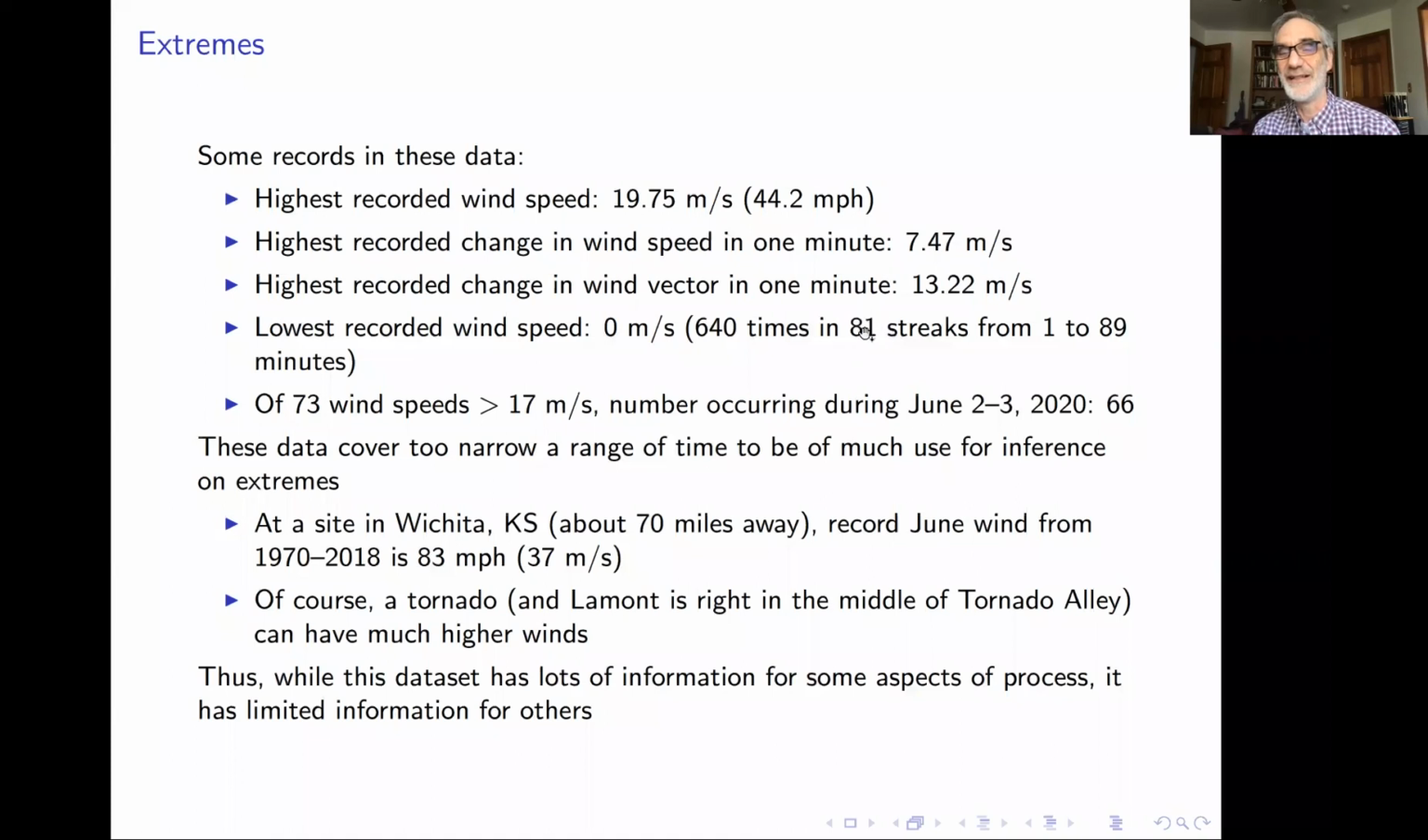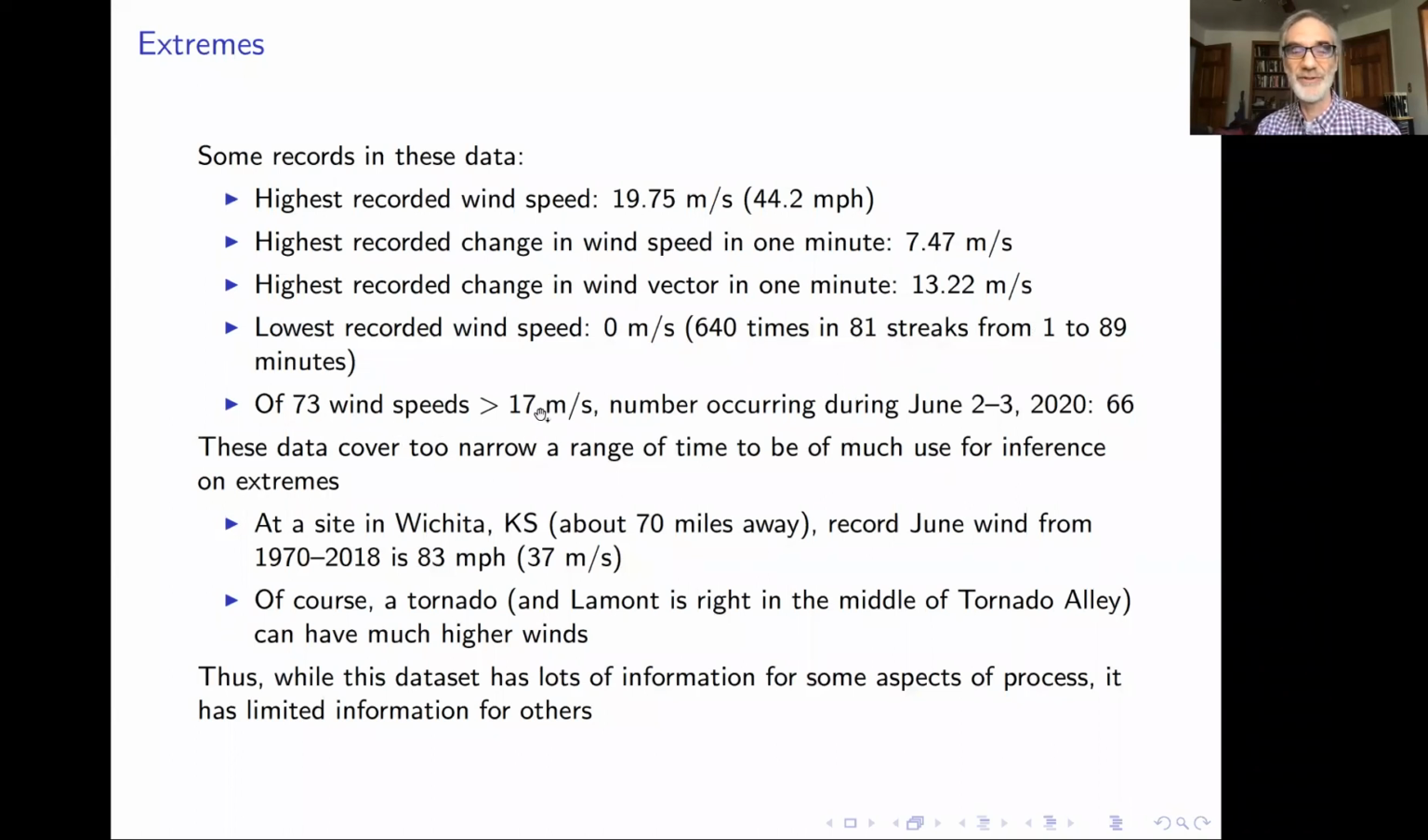They come in 81 streaks, and those streaks are either 1 minute long, and the longest one was 89 minutes. So there was one 89-minute streak where the wind speed was 0. Now, most of these occur during the night, but there are some during the day where there were 0 winds.